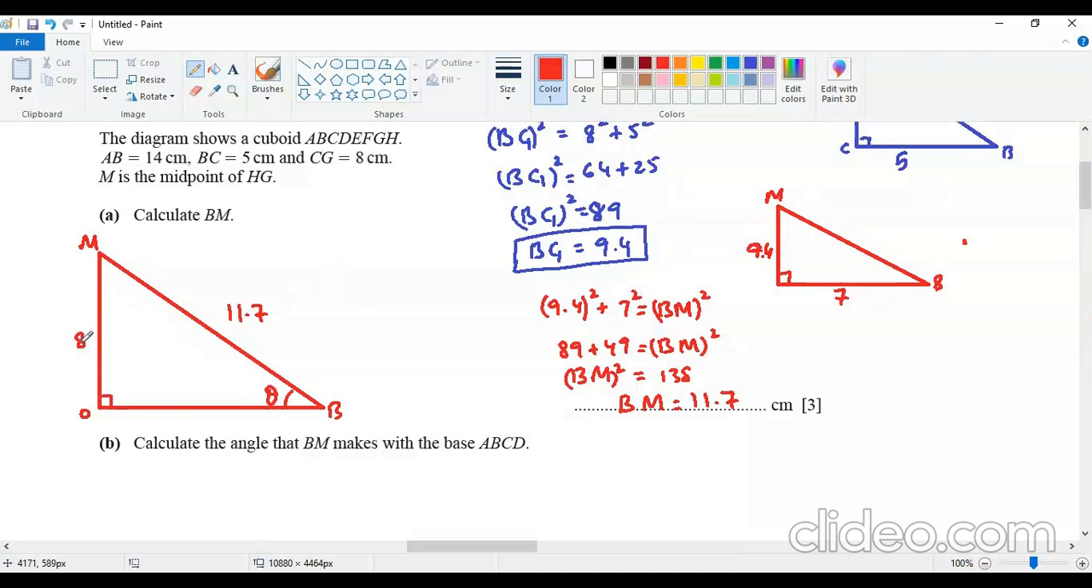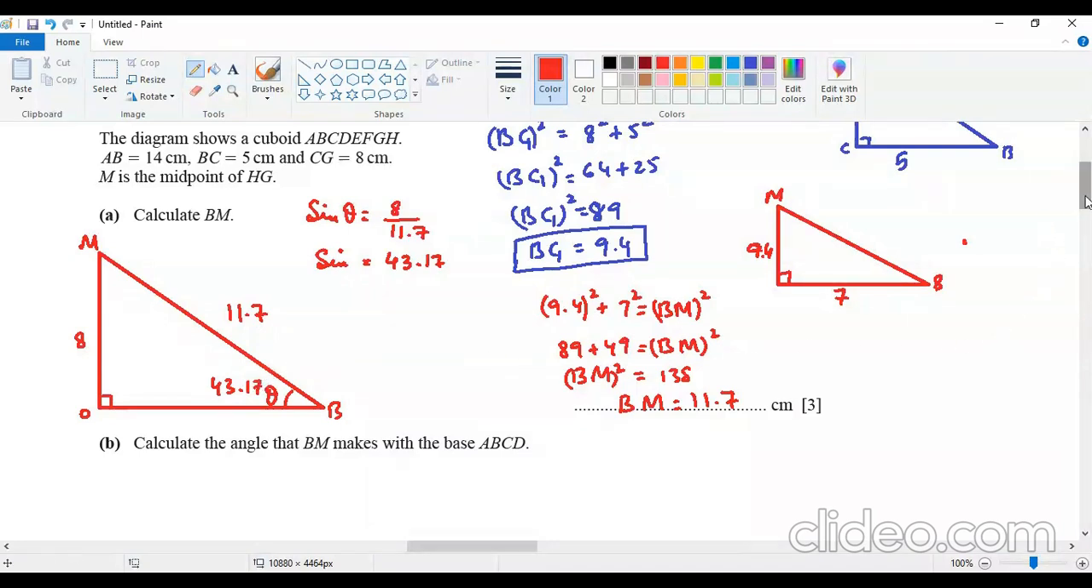Because we know the opposite and we know the hypotenuse, we'll be using sine theta equals 8 over hypotenuse, and theta is going to be 43.17. That is going to be your answer. So this angle is 43.17.